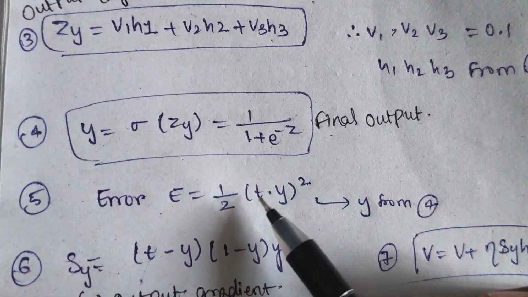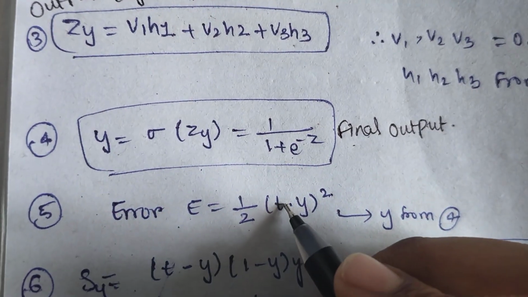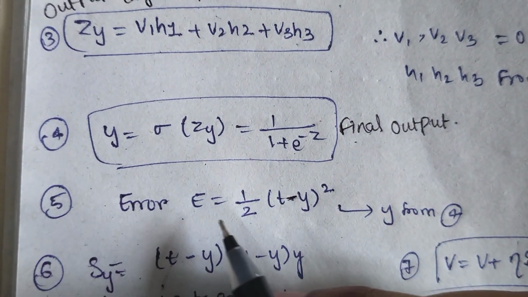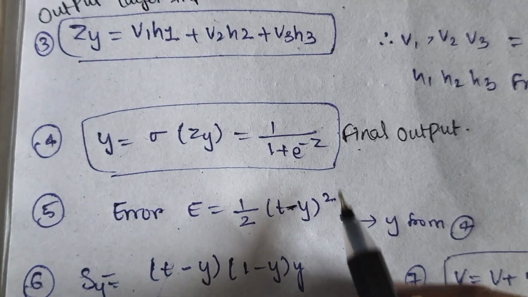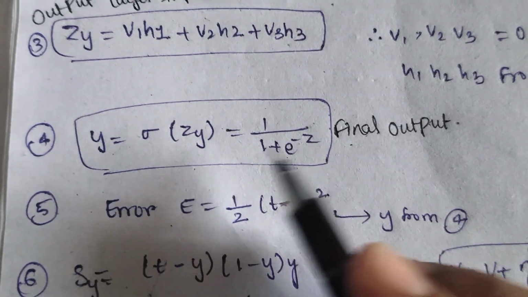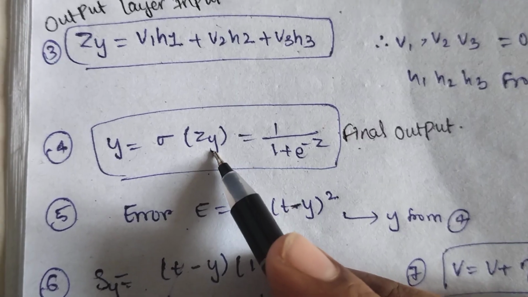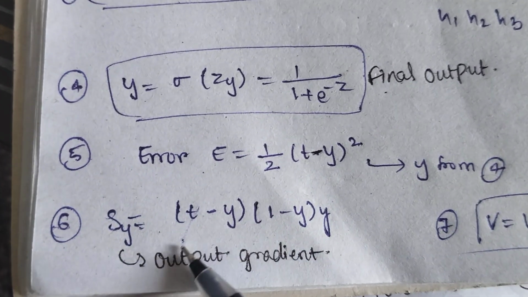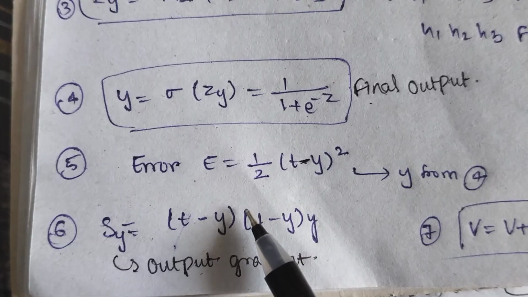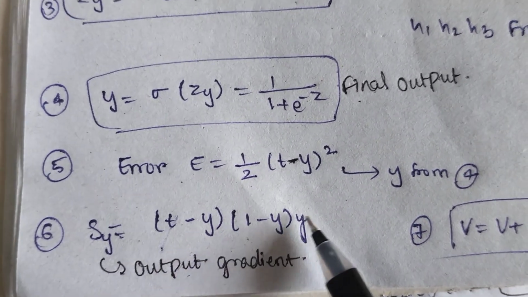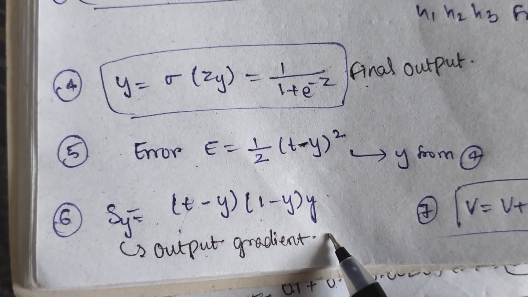Next we'll be finding the error of it. Here E equals 1 by 2 into (t minus y) whole square. This y is taken from this particular fourth step. Then backpropagation. What is this? Delta y equals (t minus y) into (1 minus y) into y. This is how we'll be doing backpropagation.